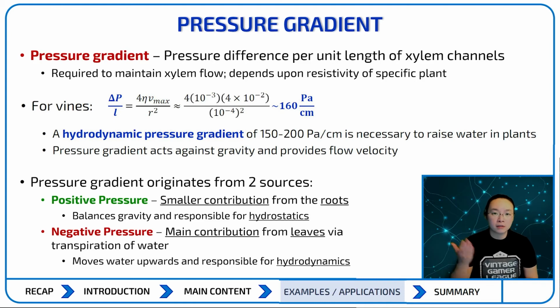Water gets evaporated or transpired through your leaves, and that makes the concentration of water much lower at the top, at your leaf, and it's going to cause more water to flow upwards and produce surface tension. So that is the main driving force of hydrodynamics in plants. If you ever get a question about which of the following is most responsible for the pressure gradient that allows for hydrodynamics in plants, you would say it's negative pressure caused by the transpiration of water through leaves.